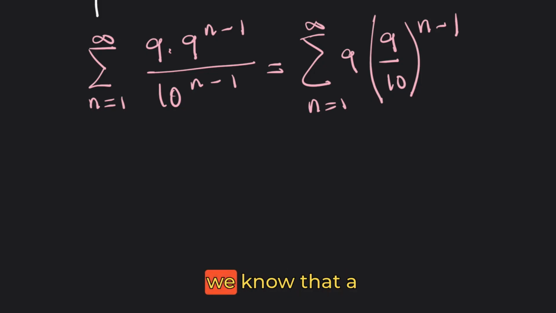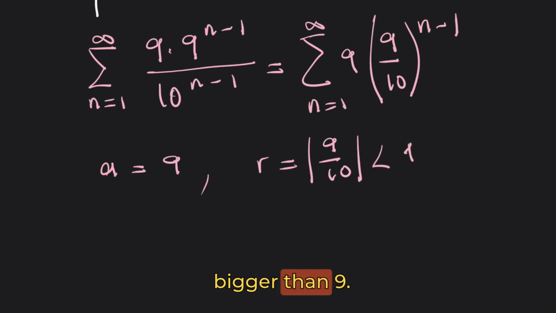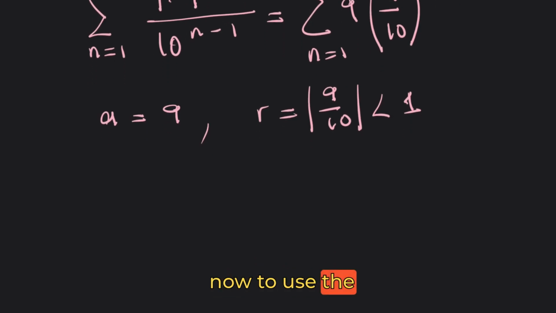At this stage, we know that a here is just what? 9. Very good. And our common ratio is 9 over 10. And remember, the absolute value of 9 over 10 is less than 1. Why? Because 10 is bigger than 9. So 9 divided by 10 is some number less than 1. So at this stage, we are safe now to use the sum of terms.